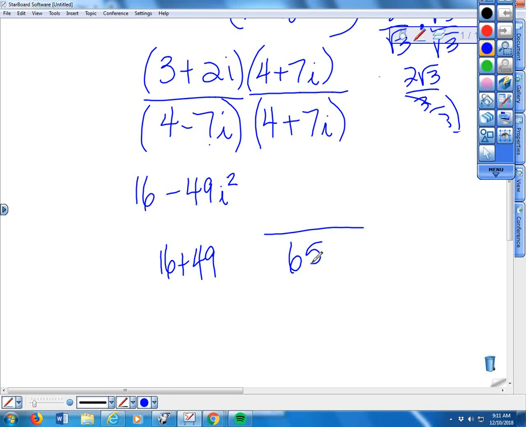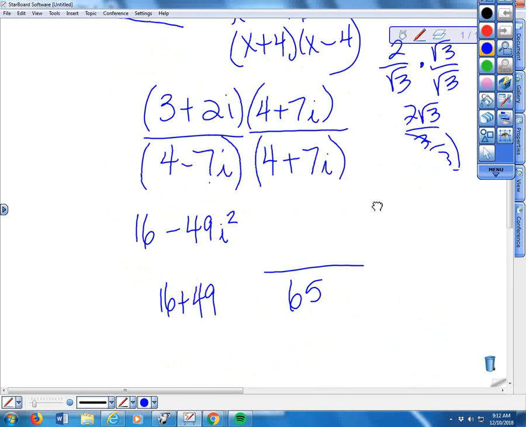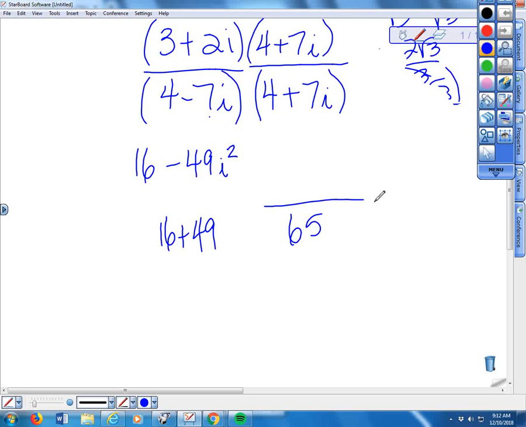Okay? In the numerator, though, I have to now FOIL these two, like I did in the beginning. I know to FOIL, I take the first term times the first term, the first term times the last term, the second term times the first term, and the second term times the second term. Okay, first, what is this? Negative 1. So this actually is negative 14. Right? Now I combine like terms, 12 minus 14, and this is 29.